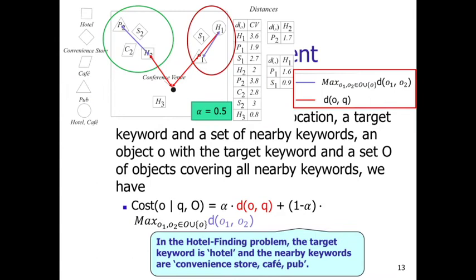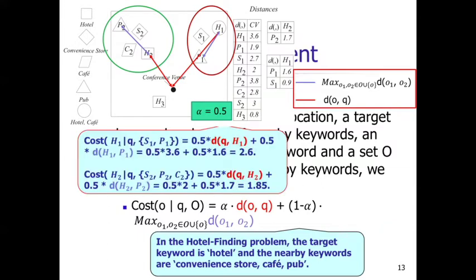In this example, let's consider H1 and its nearby objects S1 and P1, and H2 and its nearby objects C2, S2, and P2. The red line denotes the distance between the query location and each hotel considered, and the purple lines denote the maximum pairwise distance among the nearby objects. We can calculate the cost of H1 given Q and S1, P1 to be 2.6, and the cost of H2 given Q and S2, P2, C2 to be 1.85.